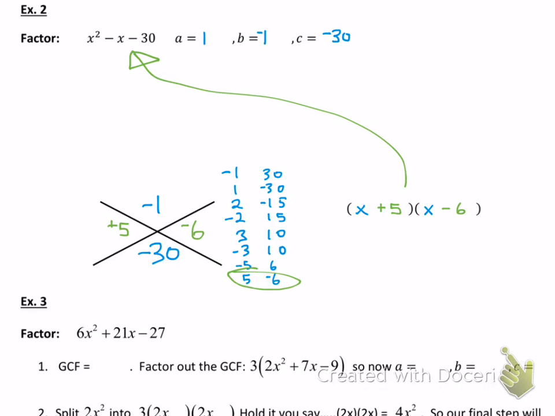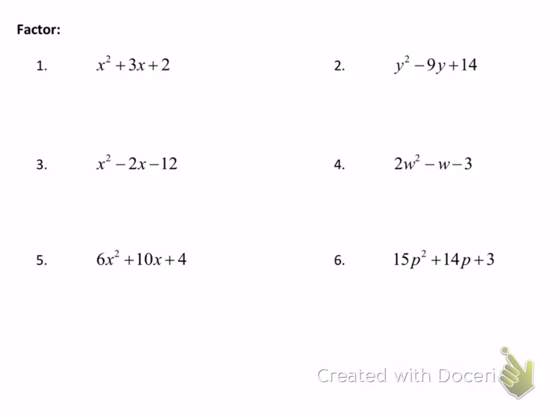Let's move to page 3. We'll do example 3 in a little bit, but I want to move to page 3. We're going to try doing examples 1, 2, and 3. I'll do number 1 together. Okay, so what multiplies to get a positive 2 but adds to get a positive 3?